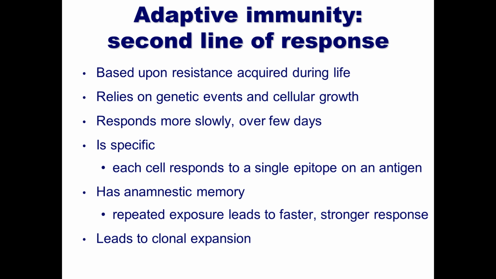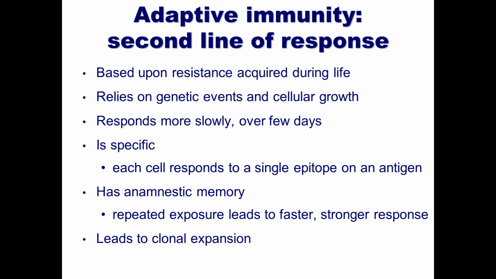Okay. Now, adaptive immunity. Adaptive immunity is the second line of response. When innate immunity does not respond against the pathogen, then this acquired immunity will develop its response, and this is called the second line of response, based upon resistance acquired during life. This means this type of immunity is developed after birth or during the lifespan. It relies on genetic events and cellular growth. It responds more slowly, over a few days.